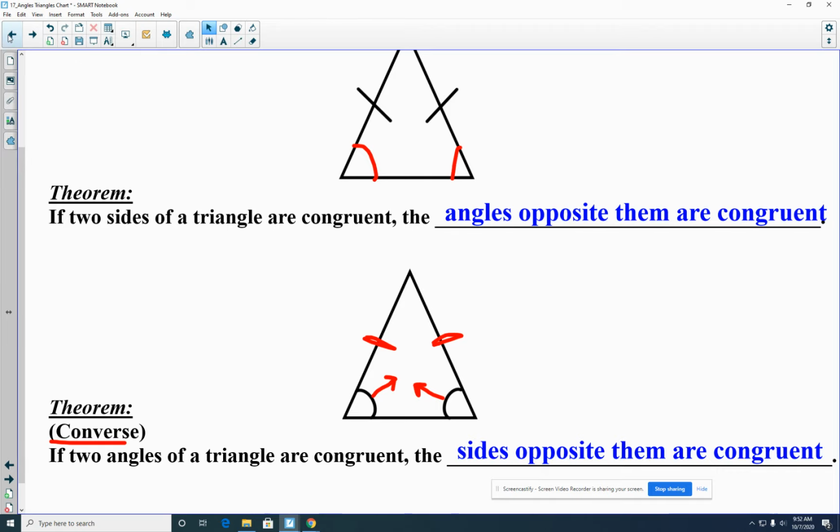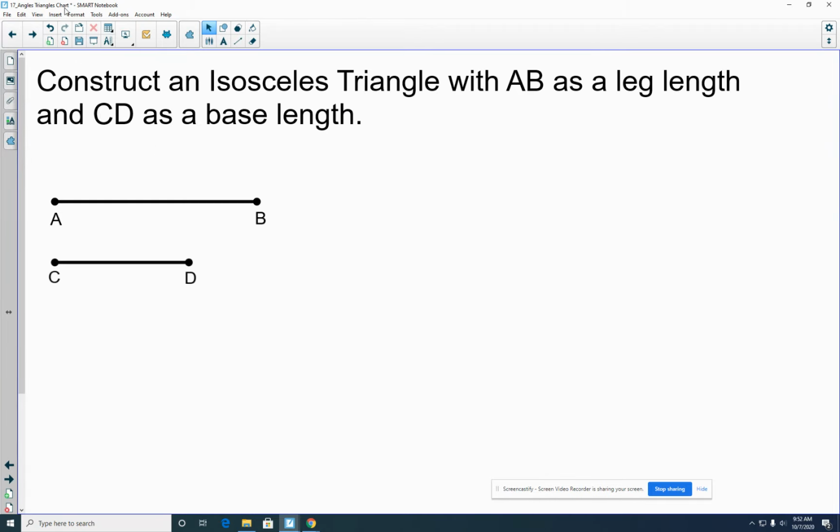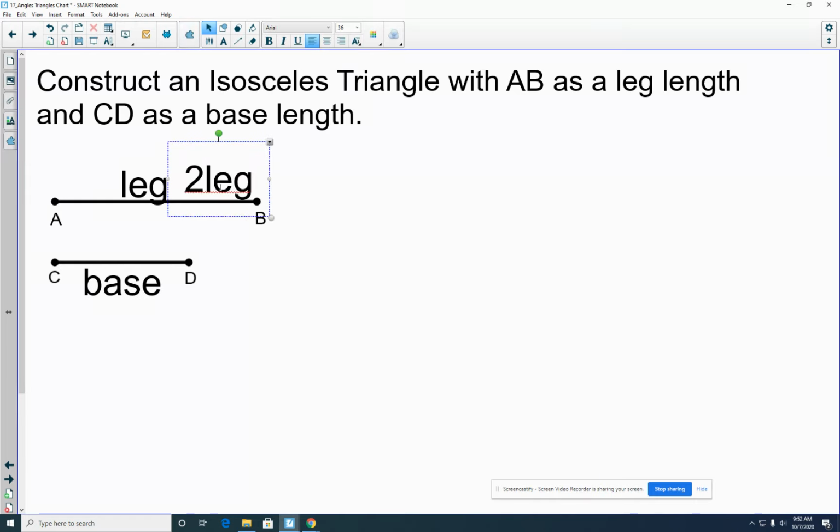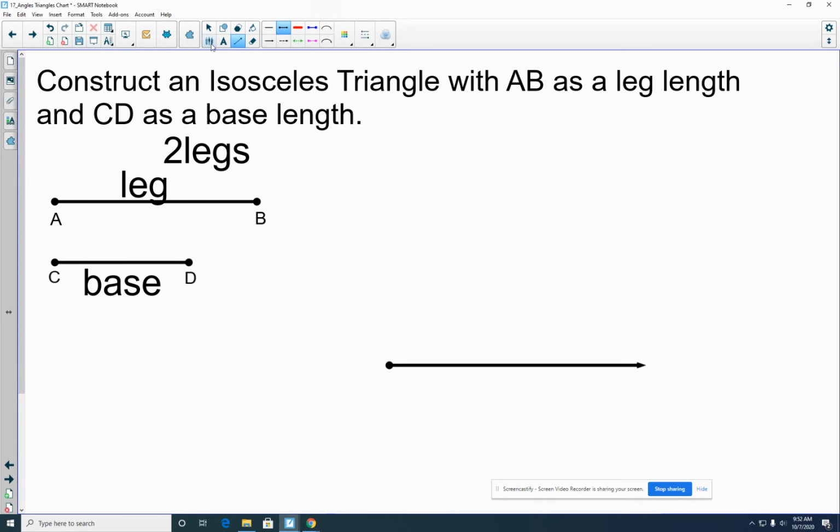Okay, now I'm going to just go back because I skipped this here. This is the construction. It says to construct an isosceles triangle with AB as a leg, so I'm just going to write here leg, AB has to be a leg, and CD as the base. So based on what we know about an isosceles triangle, there's one base and there are two legs, right? Two legs, one base. We are going to start this construction with the base. So I have to copy this base onto a ray.